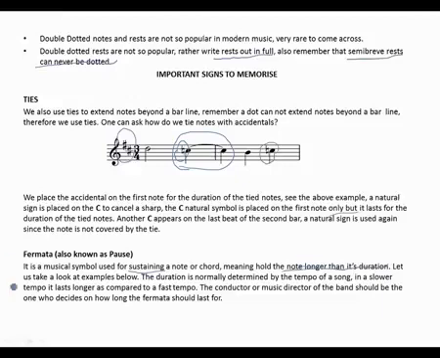Let us take a look at the examples below. The duration is normally determined by the tempo of a song. In a slow tempo, it lasts longer as compared to a fast tempo. The conductor or music director of the band should be the one who decides how long the fermata should last for. These are the fermata signs.